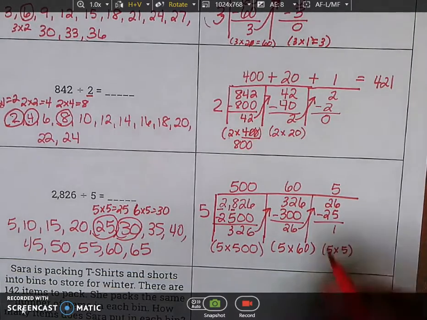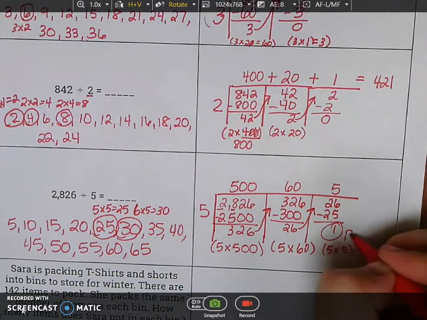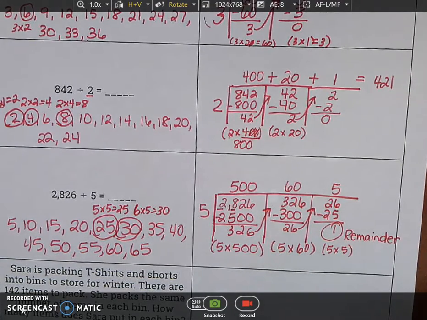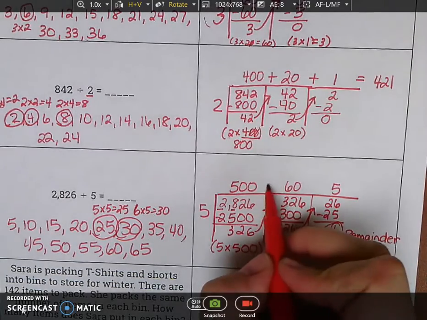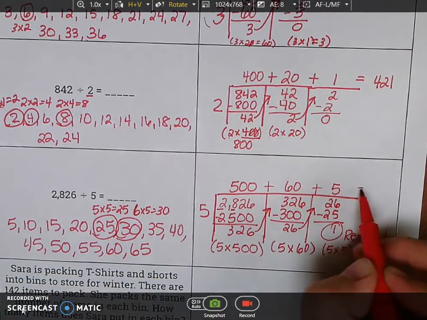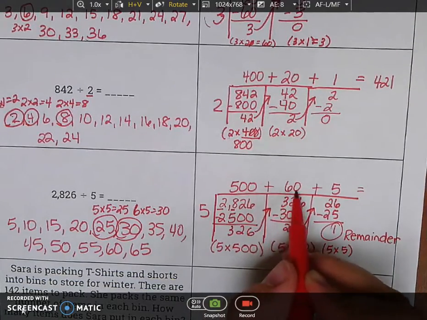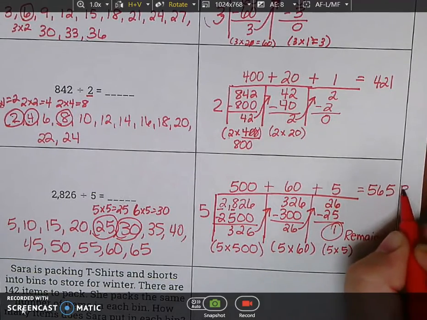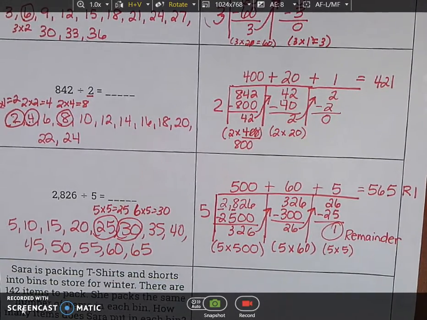Sometimes we are left with something, and that's just what we call our remainder. This is just what is left. It's what remains. It's the remainder. So we put it on our answer. So first, let's add it together. 500 plus 60 plus 5 would be 565 with a remainder of 1.